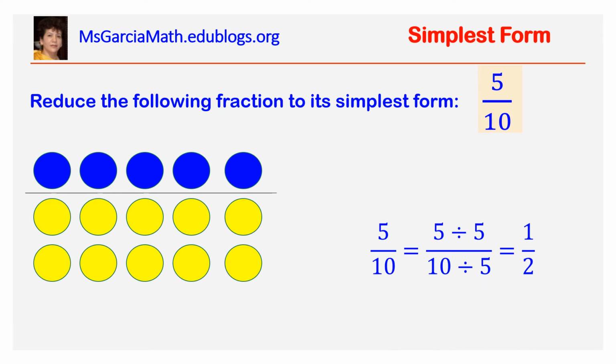Example. Reduce the fraction 5/10 to its simplest form. Remember that reducing a fraction to its simplest form just means you must divide the numerator and denominator by the same number until they cannot be divided anymore. We can reduce the fraction by dividing both the numerator and the denominator by 5. One half is the simplest form of 5/10.